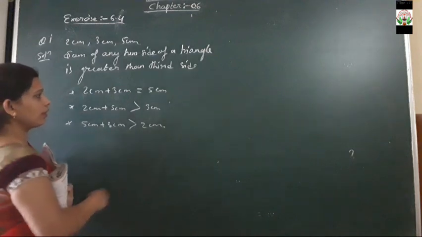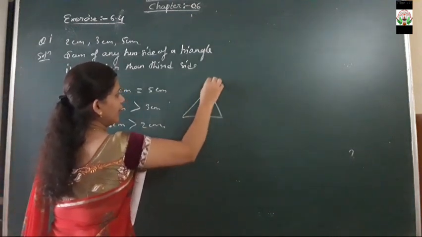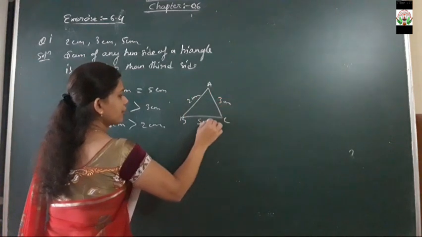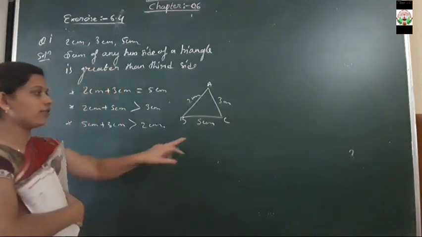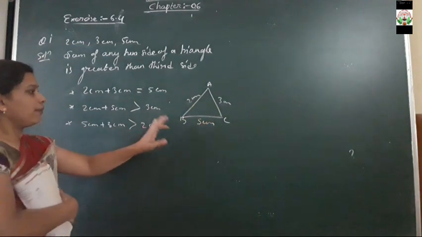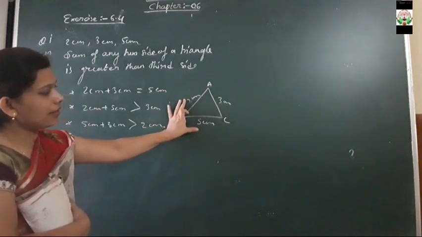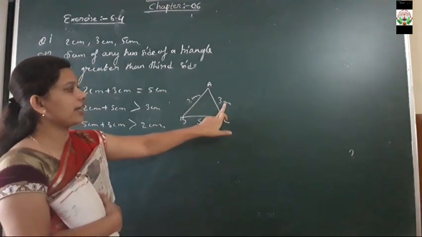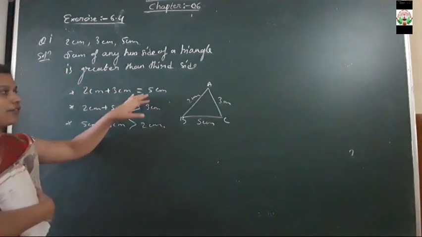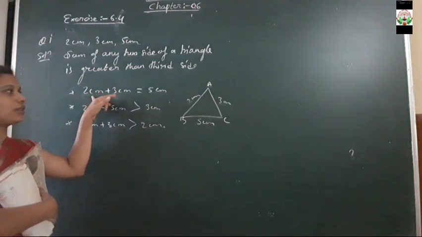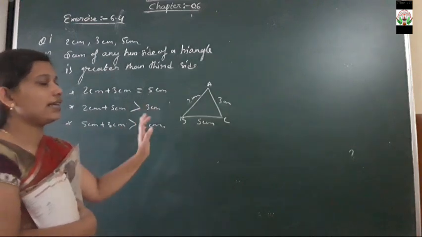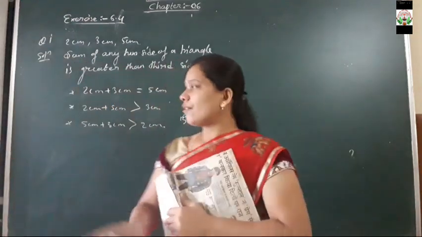Any two sides means, suppose we are having a triangle ABC with sides 2 cm, 3 cm, 5 cm. Adding these two sides will be equal to the third side, because 2 plus 3 will be equal to 5. So the triangle is not possible. But when we add 2 plus 5, that is 7, which is greater than the third side. Again 3 plus 5 is 8, which is greater than the third side. But the first condition, when we add the two sides, 2 cm plus 3 cm, equals 5 cm. Hence this condition should be satisfied by all three.